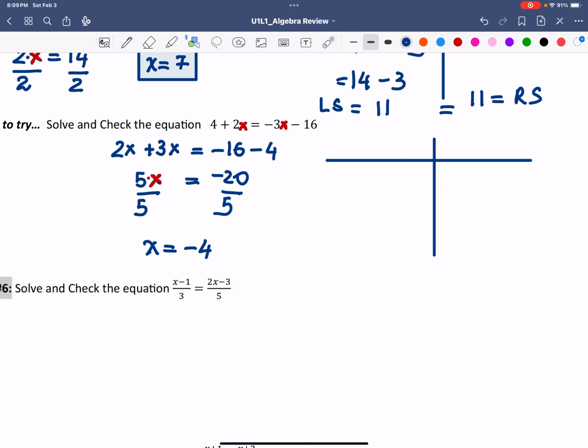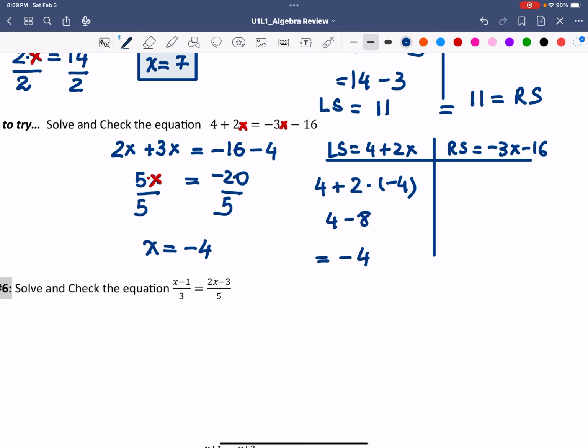We write the left side, which is 4 plus 2x, and the right side, which is negative 3x minus 16. X is negative 4, so 4 plus 2 times negative 4. That would be 4 minus 8, or negative 4. Let's check the right side. We have negative 3 times negative 4 minus 16. Negative 3 times negative 4, positive 12 minus 16, that's negative 4. That means that x equals negative 4 made the left side equal to the right side.